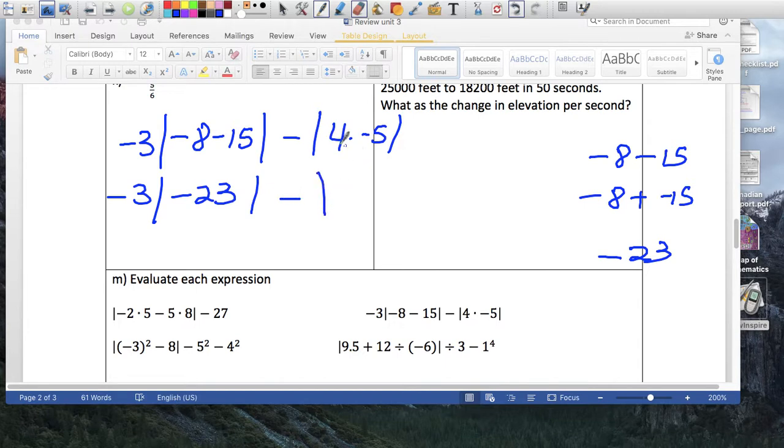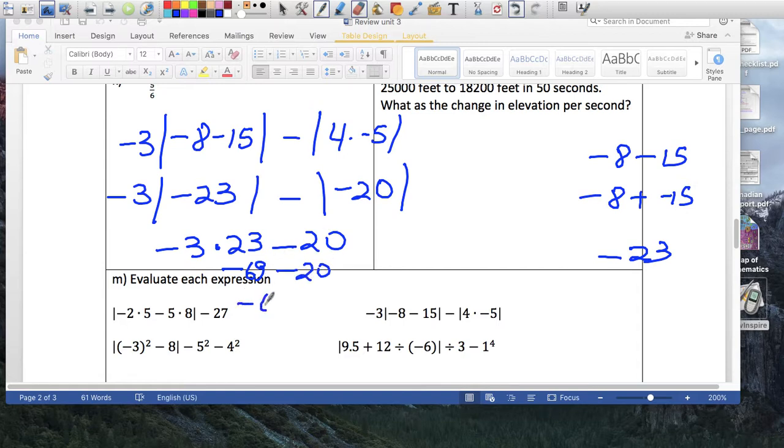23. Minus absolute value of 4 times negative 5. A positive times a negative is negative, so that's giving negative 20. Now I can take the absolute value. I get negative 3 times 23, because the absolute value of negative 23 is 23. Minus the absolute value of negative 20, which is 20. Multiply these two. I get negative 69, and negative times a positive is a negative, so it's minus 20. Change to addition, negative 69 plus negative 20. Okay, so no zero pairs. I have a bunch of negatives being added together, and I get negative 89.